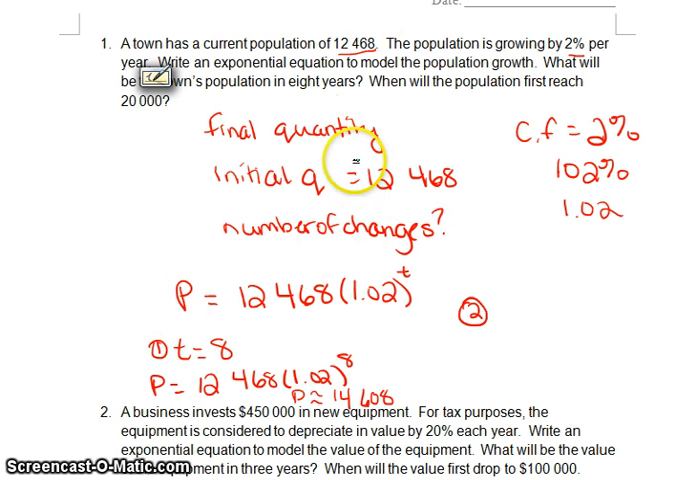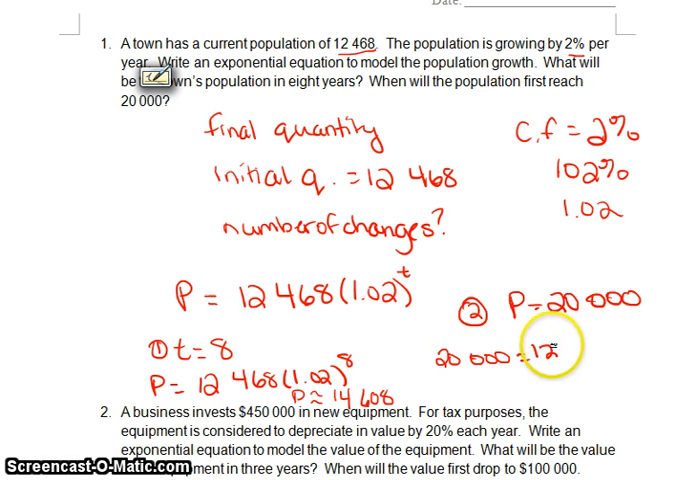So that there is your final quantity. So they want to know what happens when P is equal to 20,000. So you're going to plug that into your equation. We have 20,000 is equal to 12,468 times 1.02 to the power of t.